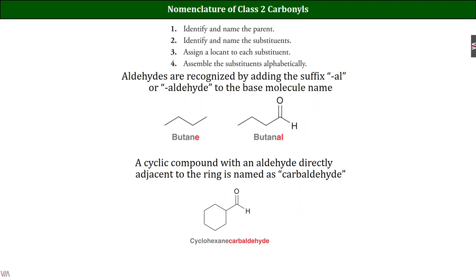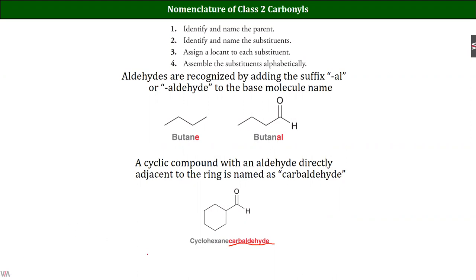If we have a ring structure with an aldehyde attached to it, we just use this prefix. We say cyclohexane carbaldehyde. Carbaldehyde means a single carbon attached to something else. So you just throw that at the end of the molecule's name, you know, cyclopentane carbaldehyde. Technically, benzaldehyde should be benzene carbaldehyde if we're using this name structure.